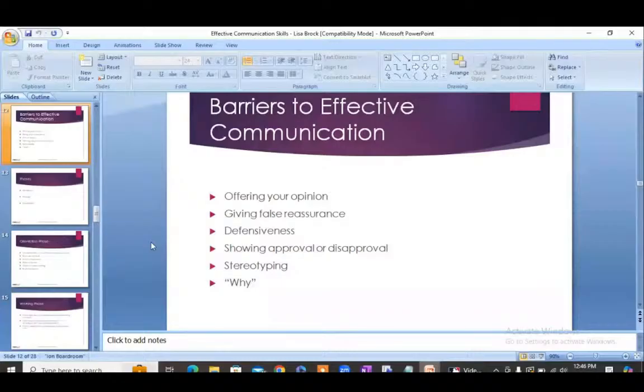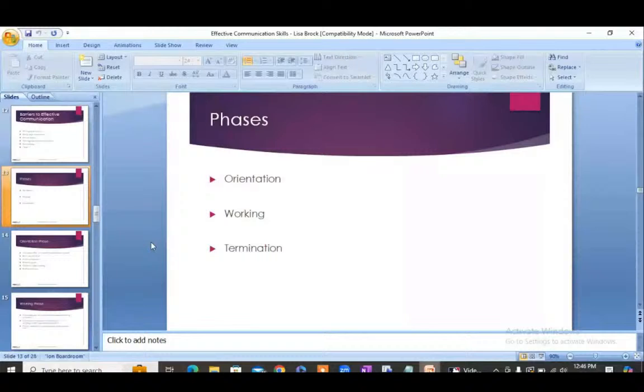Okay. Next, we have phases, which are orientation, working, and termination. We have talked about all of them. I think we can skip it. If you want to ask about anything regarding these three options, you can let me know. No, we already explained this. Already, like orientation and working, so you are clear with this, right? Yeah, clear.